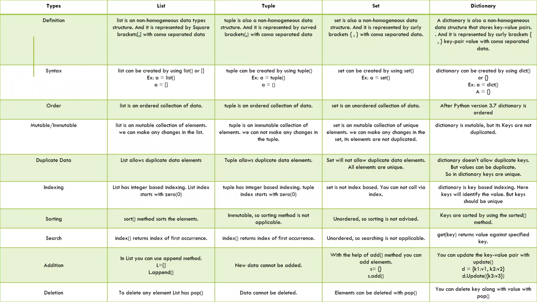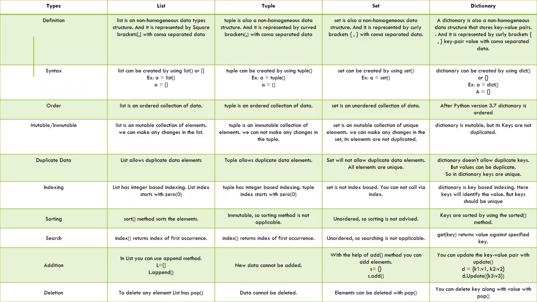In the ordered collection of elements, the odd man out is a set. Set is an unordered collection of elements, but the remaining three are ordered collections. While coming to mutable or immutable, here the odd man out is tuple. Why? Because tuple is immutable. You cannot change the value. Once you declare it, you cannot do any operations on the tuple. Immutable means you cannot do any modifications once you declare the data. But the remaining three are mutable collections of elements. You can do any operation. You can change the value.